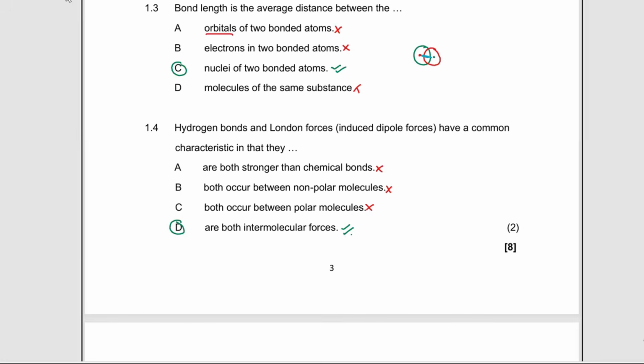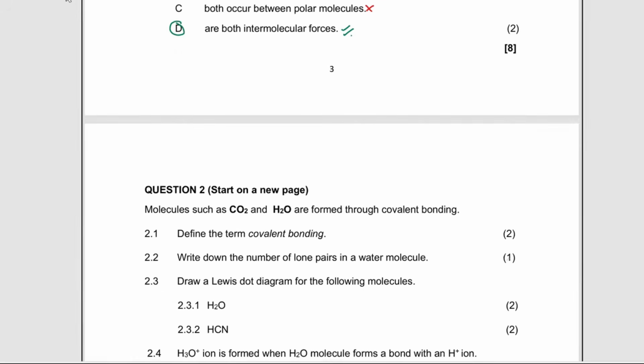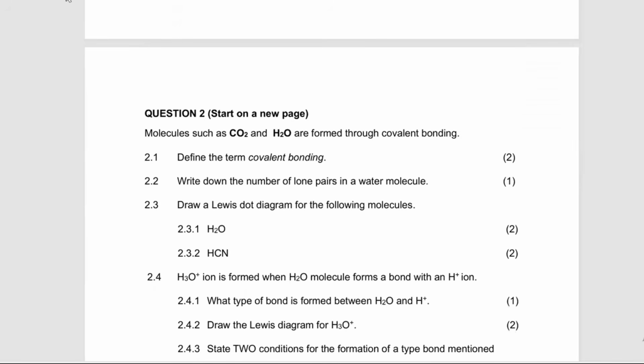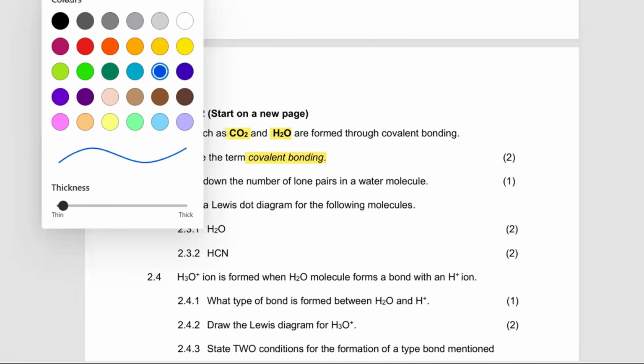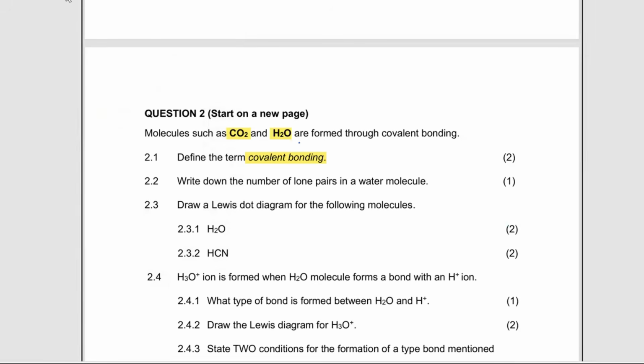Okay, so it means we are done with the multiple choice question part there. Then we proceed to question 2 that reads: molecules such as carbon dioxide and H2O are formed through covalent bonding, right? So the first thing that we are supposed to do there is define the term covalent bonding. Covalent bonding is defined as the sharing of electrons.